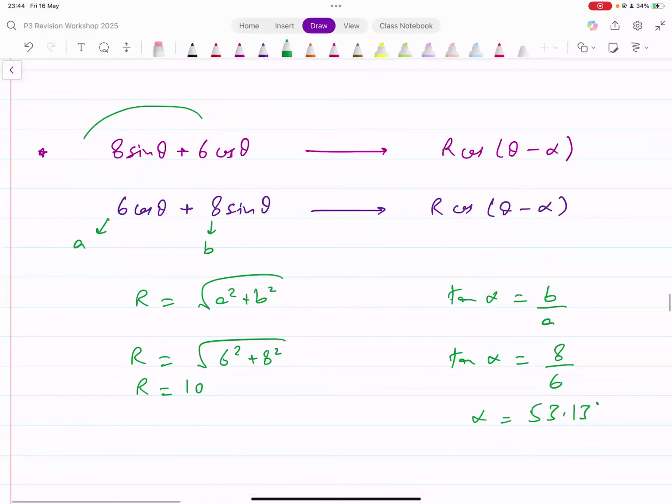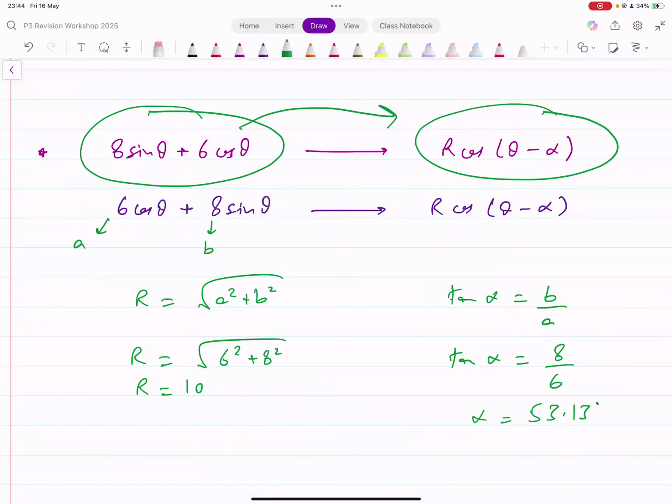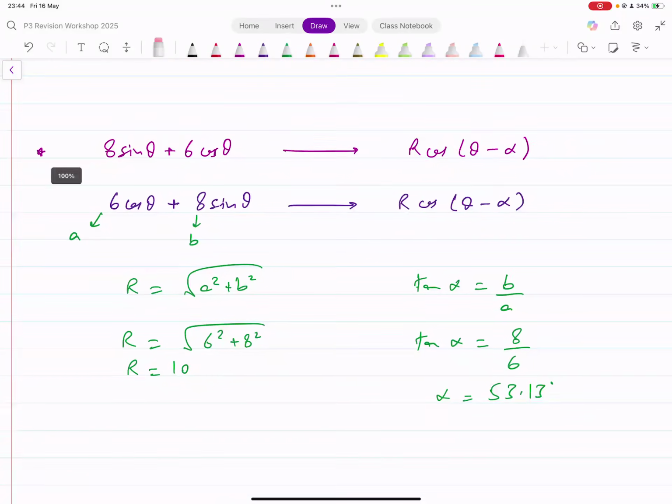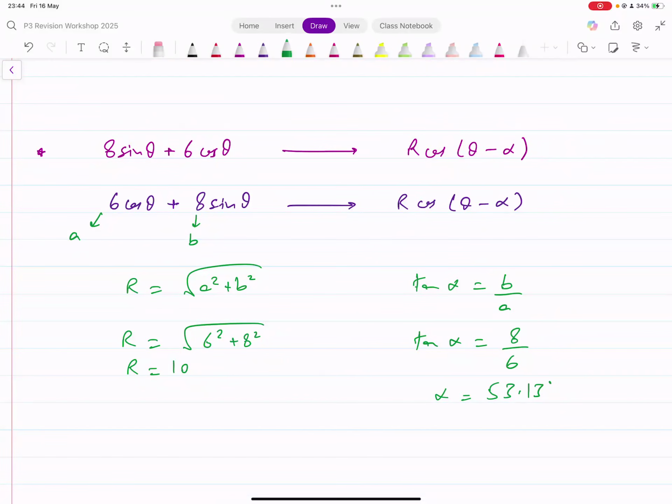If they had 8 sine theta plus 6 cos theta, and you wanted to convert that to r cos of theta minus alpha. Now, in this case, you have to be careful. They have sine here. They want you to convert it to cos. You cannot do it directly. You have to first rearrange it such that cos becomes the first term, right? So you write it as 6 cos theta plus 8 sine theta like this, okay? And now this number is a and this number is b.